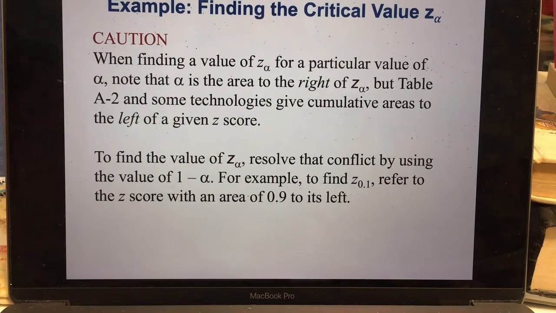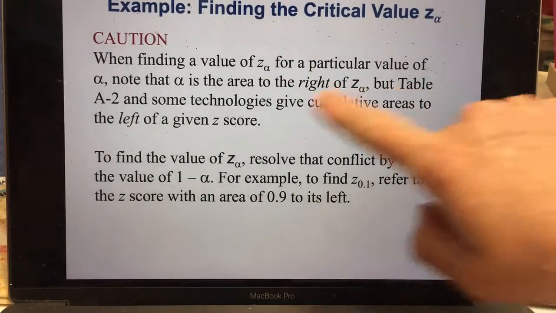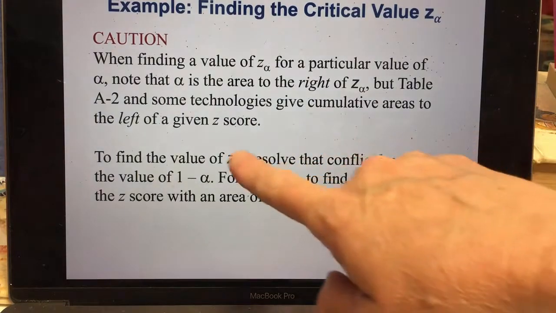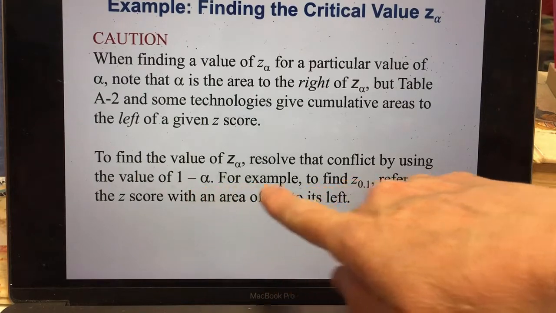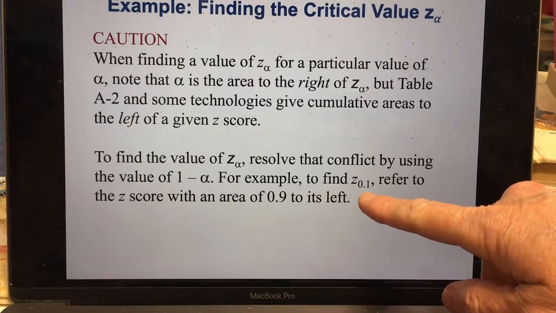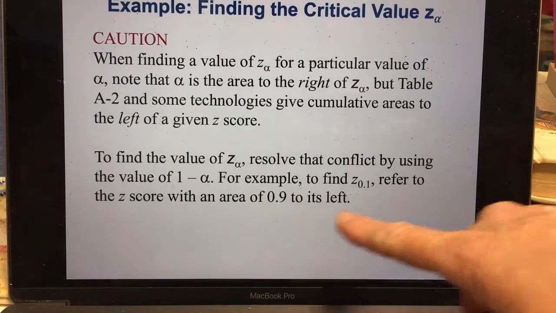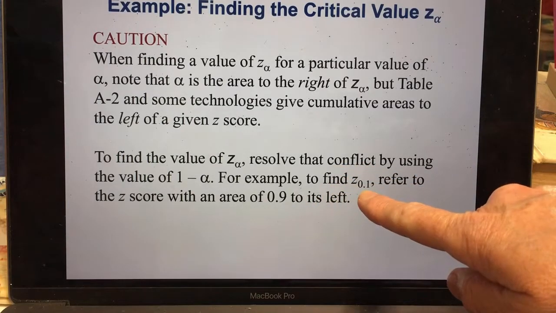All right, so when finding a value of Z alpha for a particular value of alpha, note that alpha is the area to the right of Z alpha. So basically they're defining this one. The area here is the area to the right. But table A2 and some technologies give cumulative areas to the left of a given Z-score. Resolve that conflict by using 1 minus alpha to get the value that you need to use for your table. For example, to find Z 0.1, then we're going to say, well, the 1 minus 0.1 is going to be 0.9. So we would use the area as 0.9 to the left. So they're defining this as always being to the right.